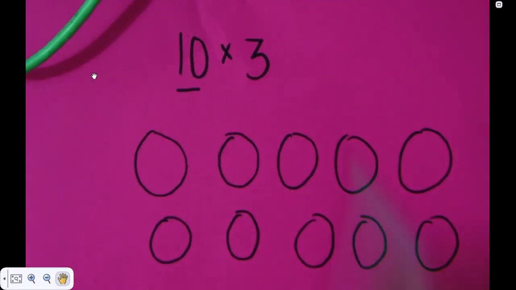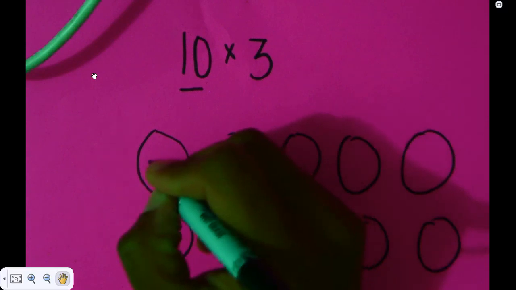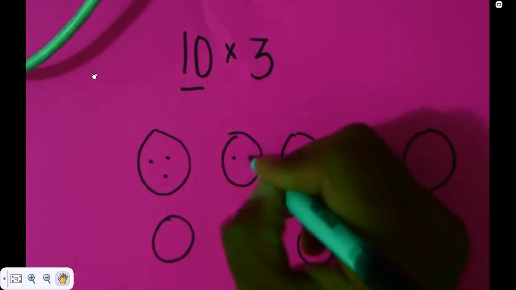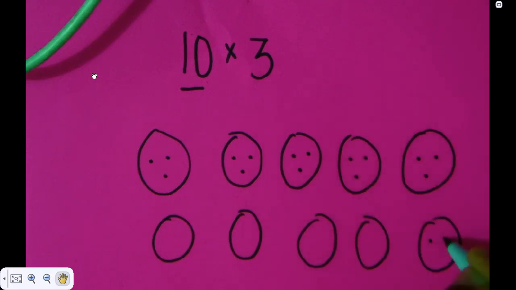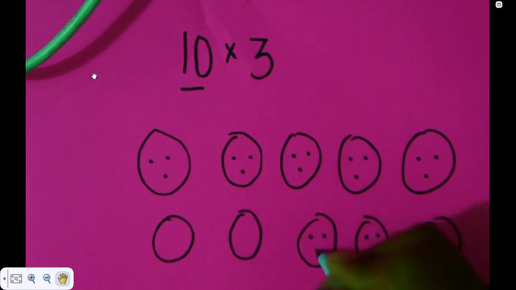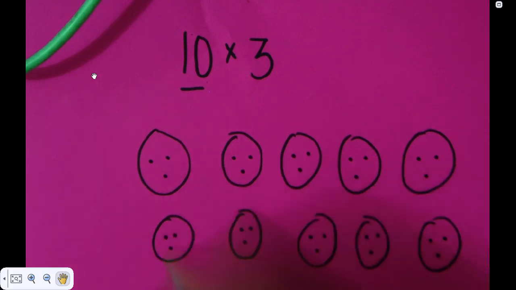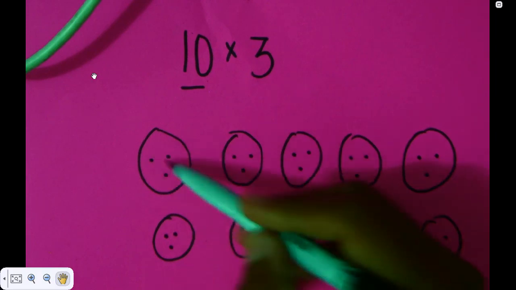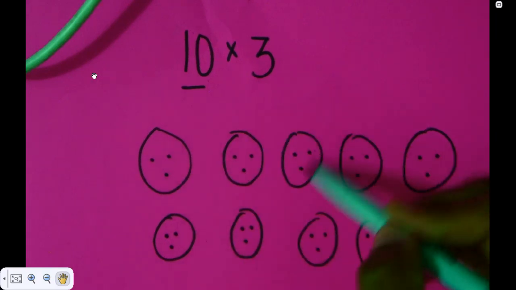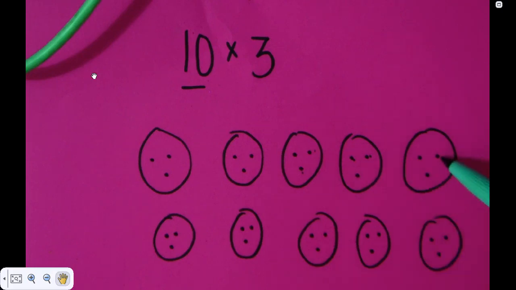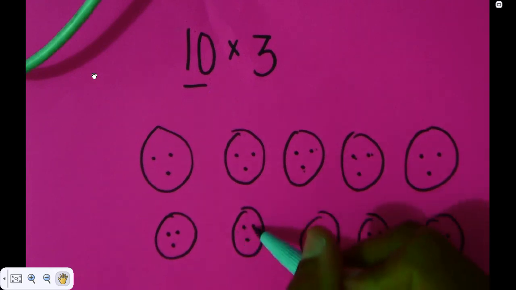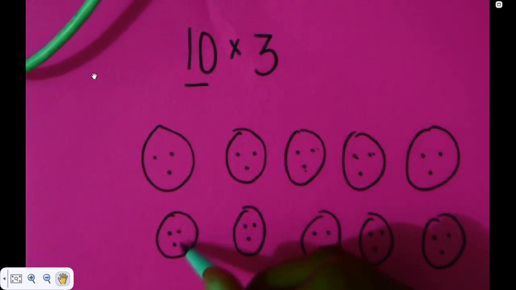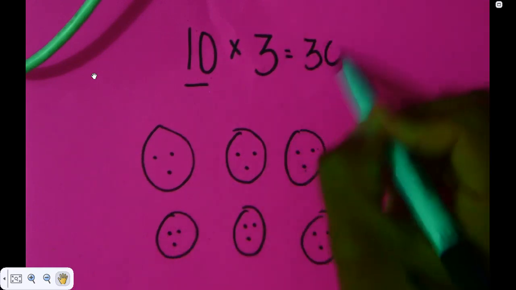Okay, and then the second number tells me how many to put in each group. Now, if I do dots, it's really important that I keep my dots very neat so that when I go back to count them, I don't miscount. So I have 3 dots in each group. So 3, 6, 9, 12, and so on, counting up to 30. I get 30 as my product.